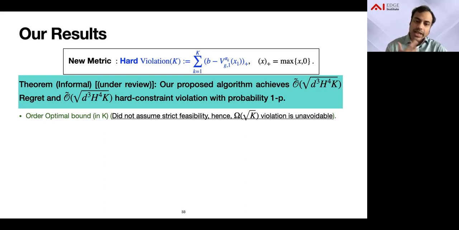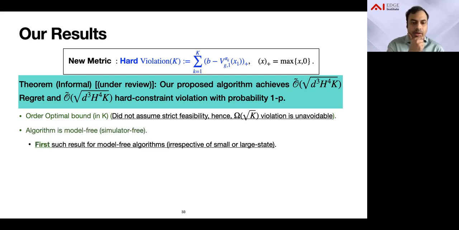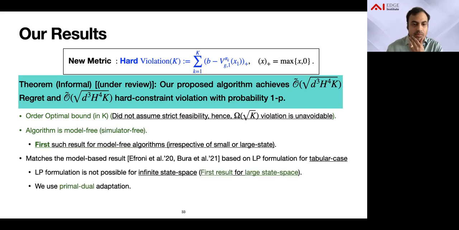And here we are not assuming strict feasibility, so square root k is also the best possible hard violation bound. Again, this algorithm is model free, and this is the first such result for a model-free algorithm; there is no such result even for the tabular case. It matches the model-based result for the linear programming formulation for the tabular case. Remember that the linear programming formulation is not possible for infinite state space because you have to solve an infinite-dimensional linear program. And this is the first result that you can still achieve square root k regret and square root k hard violation using this primal-dual adaptation.